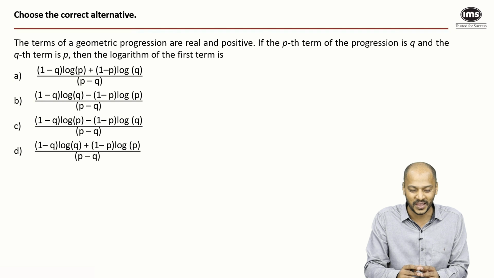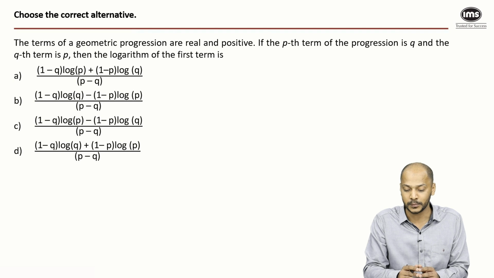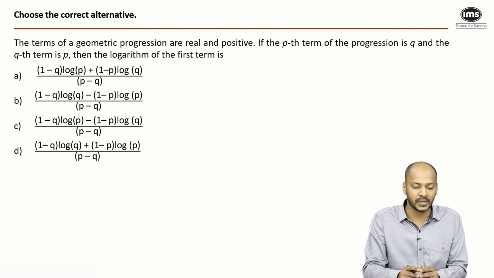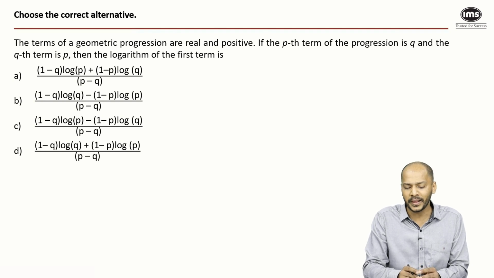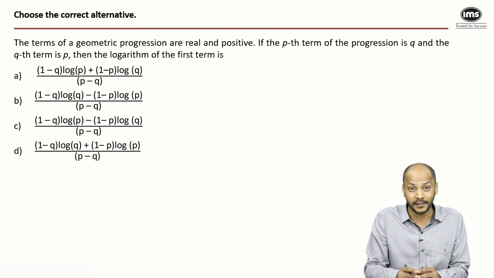So the question is, the terms of a geometric progression are real and positive. If the pth term of the progression is q and the qth term is p, then the logarithm of the first term is. Well, the data is quite simple. The options appear to be a little complicated. So it feels like I should leave this question for now.